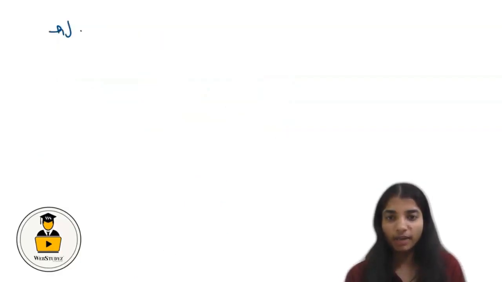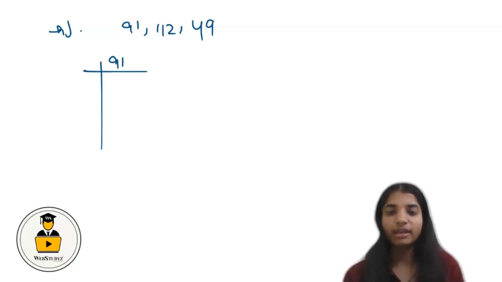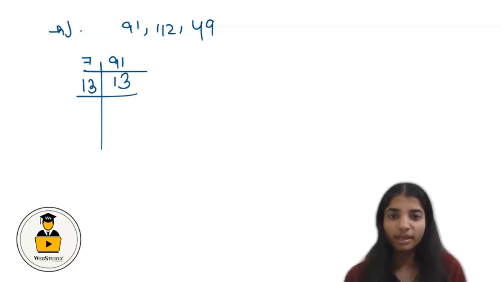So in part H, we have to find the HCF of 91, 112 and 49. Finding their factors, look here, this is 91 and 91 is divisible by 7. So when we divide 91 by 7, we get the value 13. Now 13 is only divisible by 1 and 13. So 13 divided by 13 is 1.